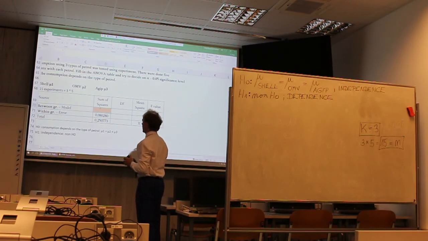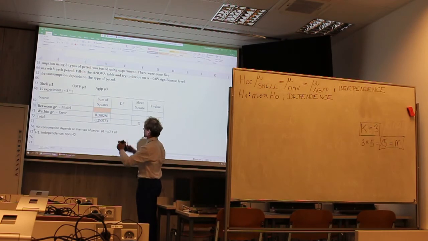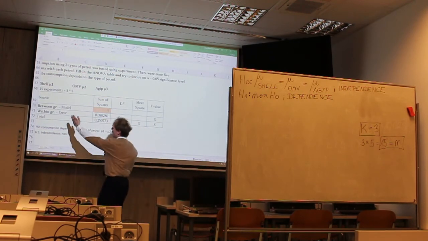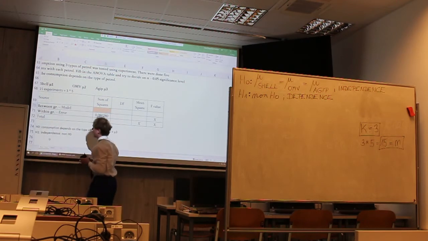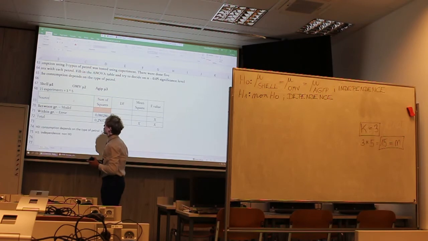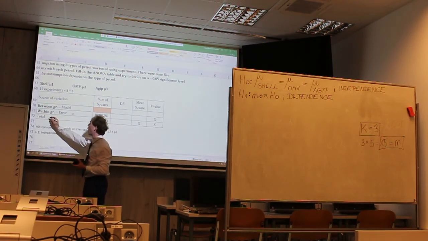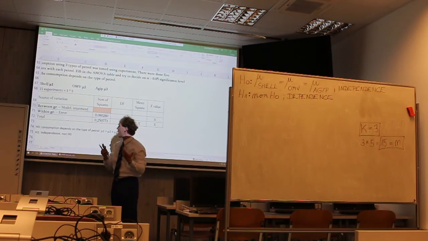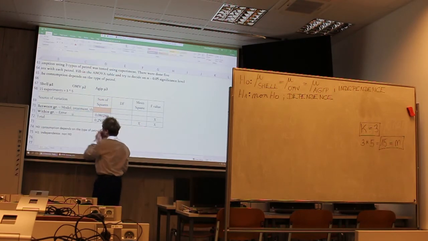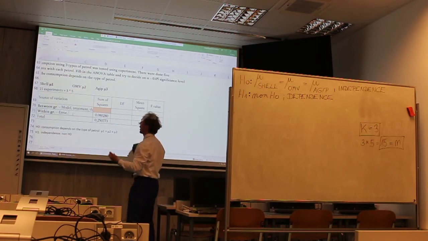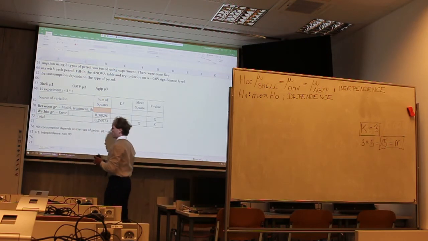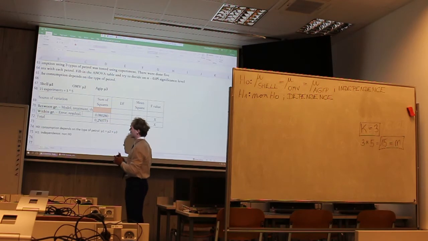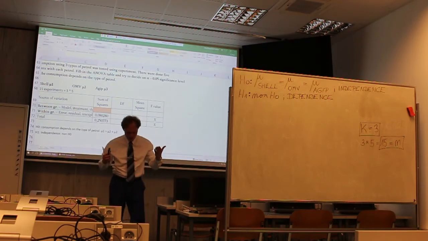There is a calculated ANOVA table with deleted cells, but we already know that if you calculate ANOVA in Microsoft Excel, you have here the source of variation with three rows: between groups, within groups and total. We know that between groups can be called model, treatment, theoretical, or explained source of variation. Within group is error, residual, unexplained. And total is total.